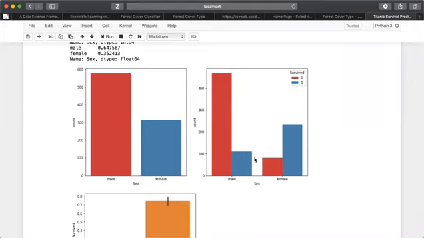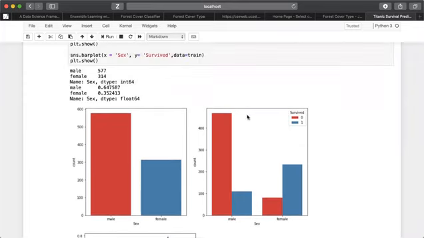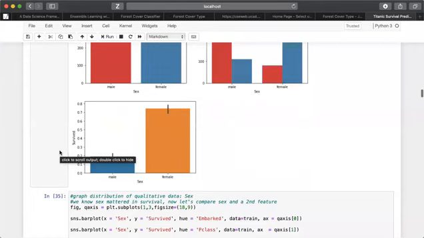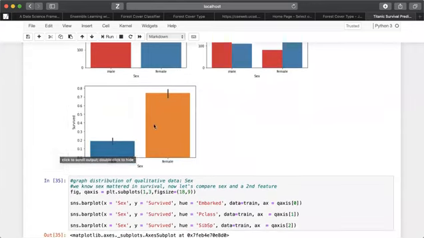Whereas in the females, out of a total of 314 females, only around 80 to 90 females did not survive, and more than 210 females survived. So it gives us a fair indication that the probability of survival for females was much higher than the males, which I have plotted by the bar plot. If we see for the males, it is around 0.2, whereas for the females, it is more than 0.7.